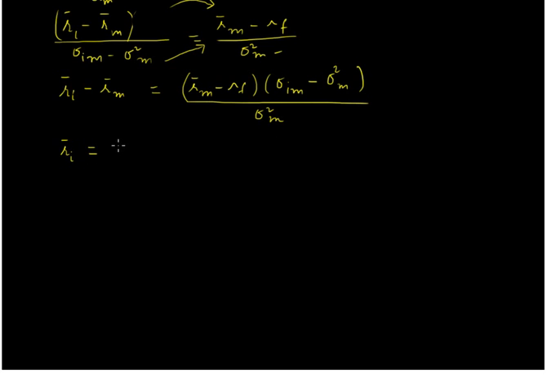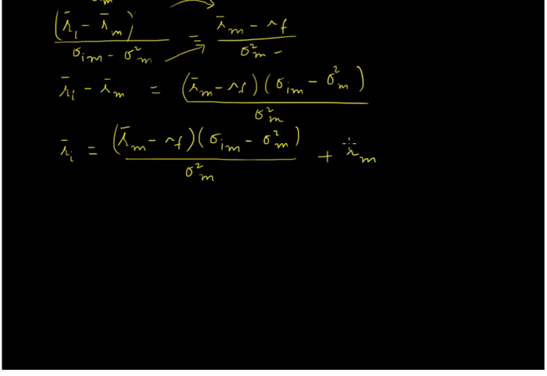So let me write that out again. Rm bar minus Rf times covariance between I and M minus variance of M, all divided by variance of M, and plus we are going to have Rm bar. Now let us simplify this.